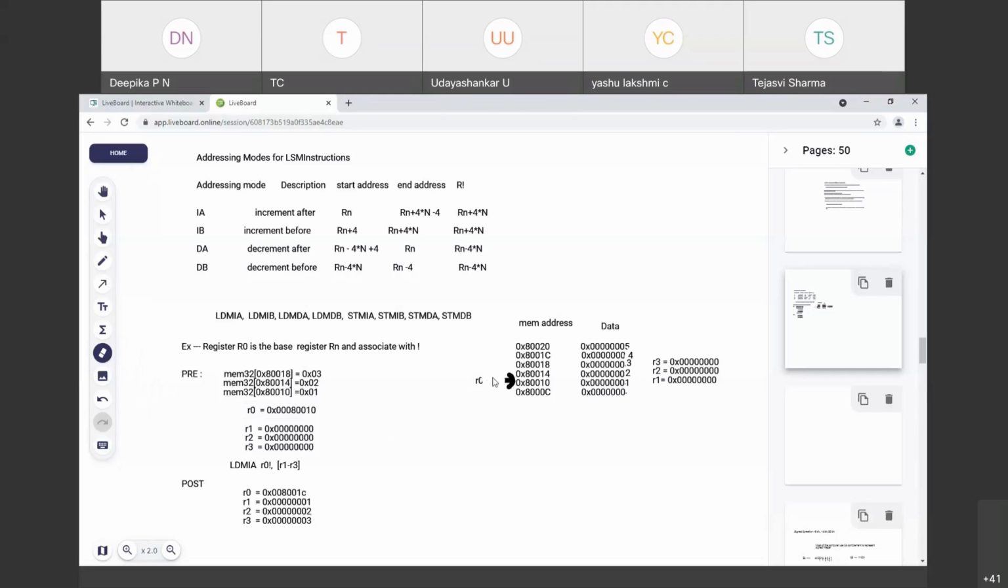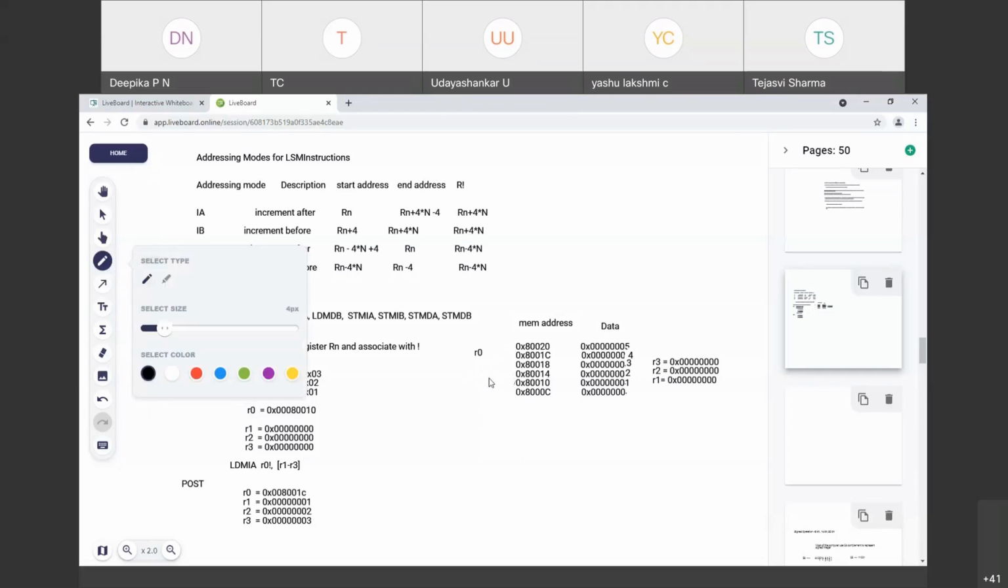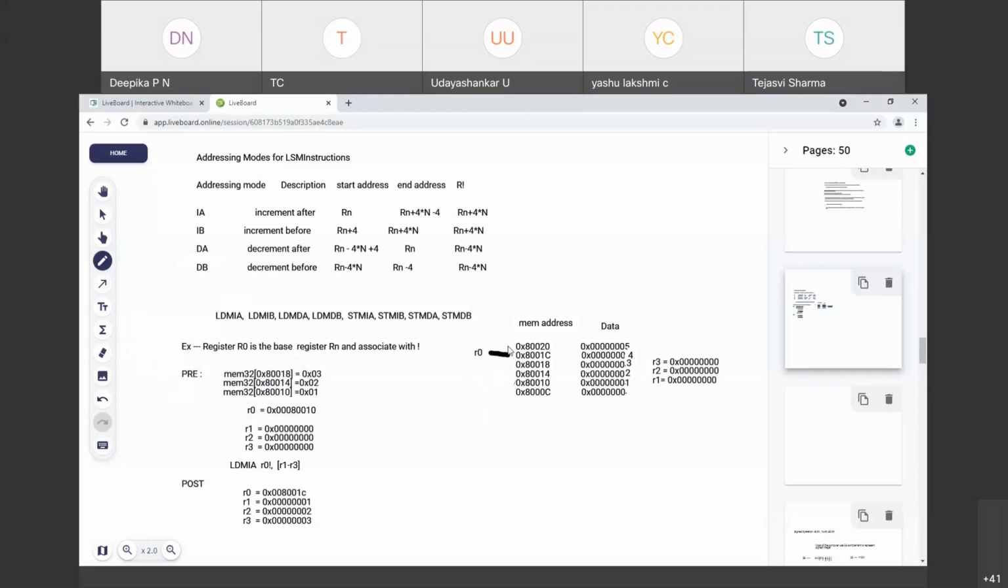After execution, you can just say R0. Okay, so R0 is pointing now here. R0 will point now to that address. Check it now. R0 will point now to 1C after execution.